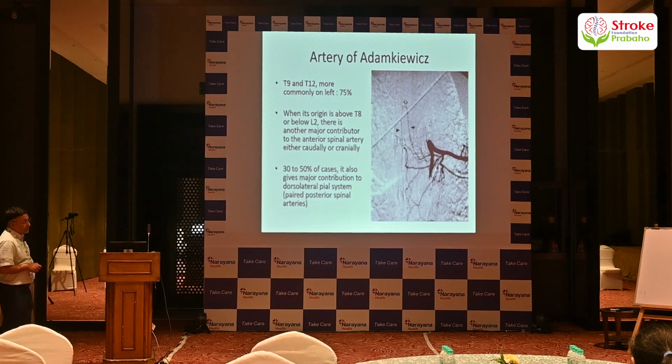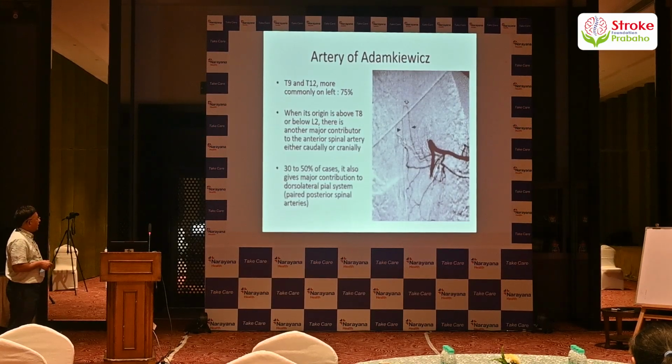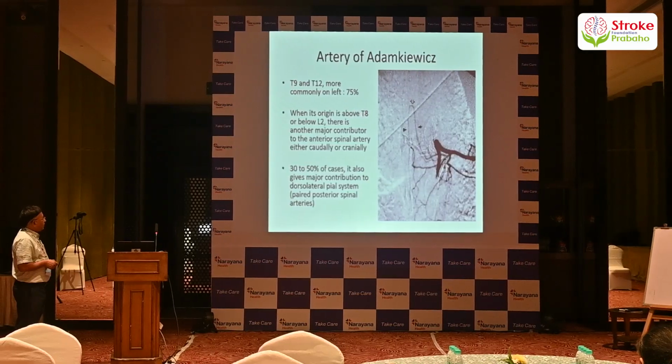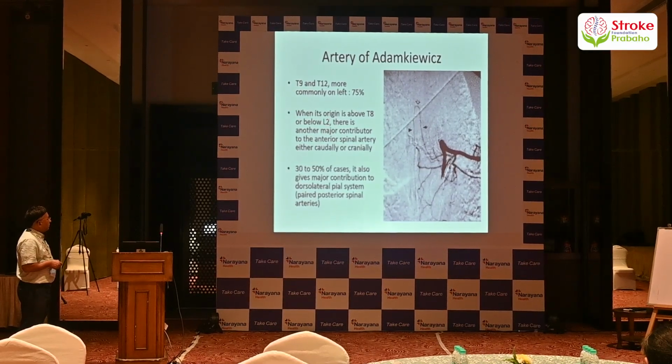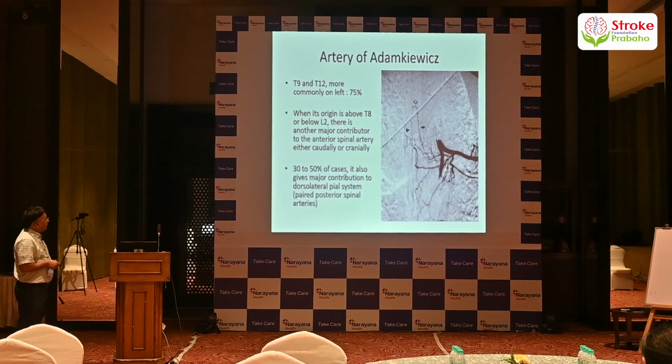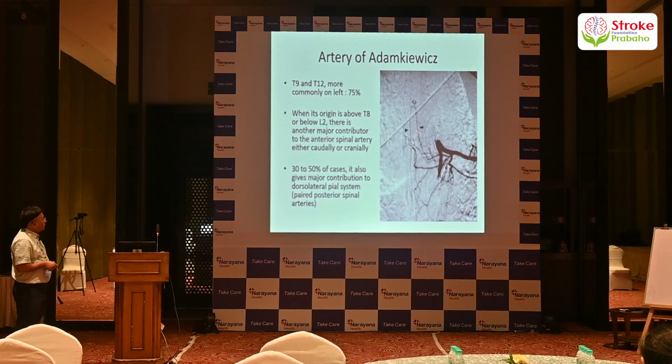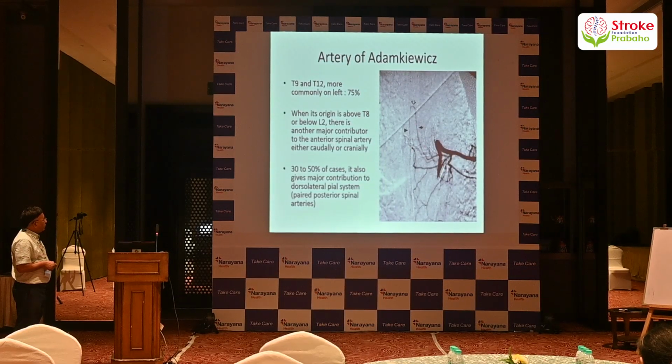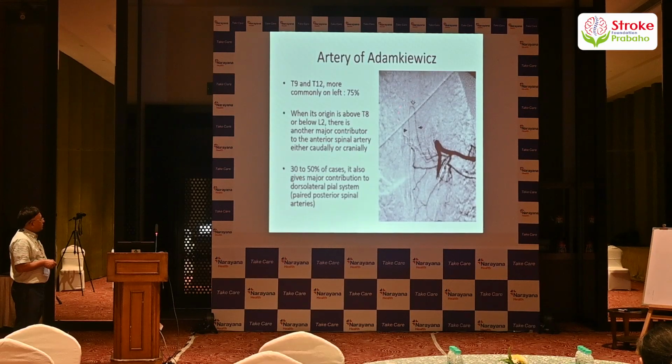Usually it arises from the D9 to D12 level in 75% of cases, but in some cases it may arise above D9, that is above D8, or sometimes it may arise below L2. When the artery of Adamkiewicz arises above D8 or below L2, there is another anterior spinal artery which reinforces it, because this is the common level, but sometimes it arises above or below. Then there are two anterior spinal arteries which reinforce the spinal cord. We will see some examples.